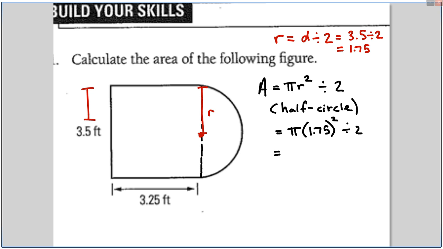So you can go 1.75 times 1.75, or you could use the exponent button. Doesn't really matter. But make sure you use the pi button, okay? Because everyone's going to get different answers if you don't. And I'll just round to a couple decimals here. And remember, the units are always square units. So this is square feet.